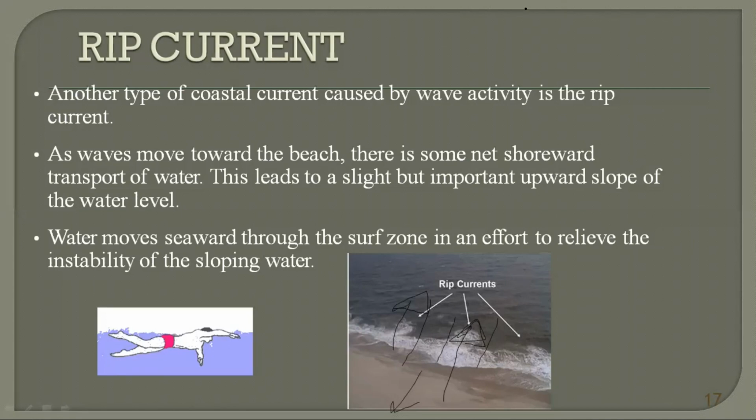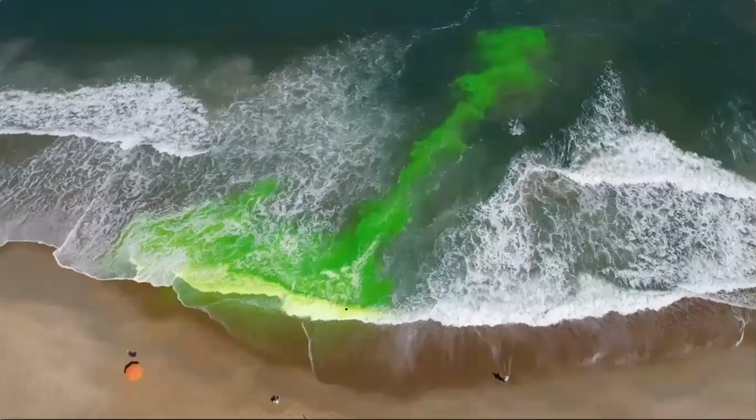As it is written, as waves move towards the beach, there is some net shoreward transport of water. This leads to a slight but important upward slope of water level. The water level reaches a slope on the beach, and then once the slope crashes, once the velocity decreases, it has to move back. And in certain areas, just like you see this bulbous shape, this is the movement of water when it goes back, and it relieves the instability of the sloping water.